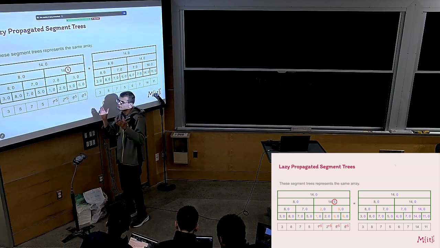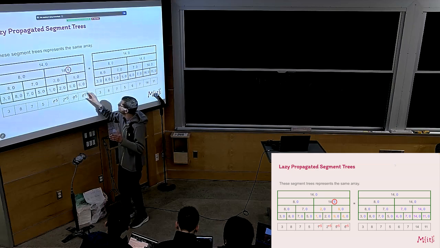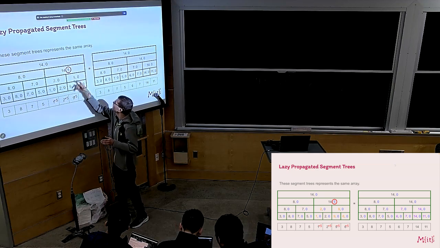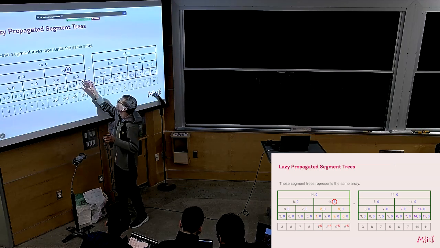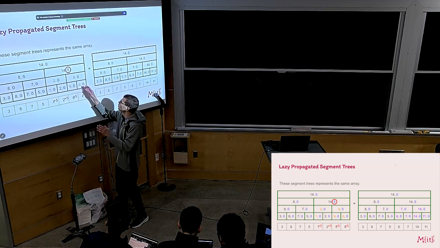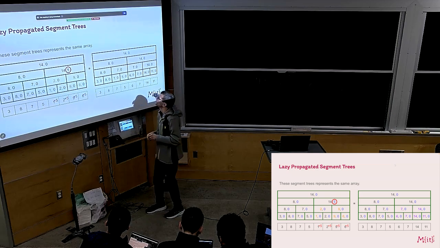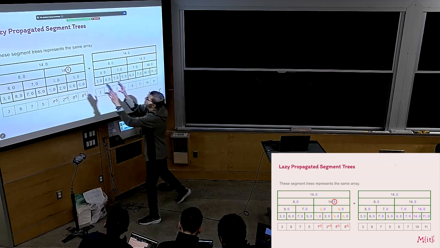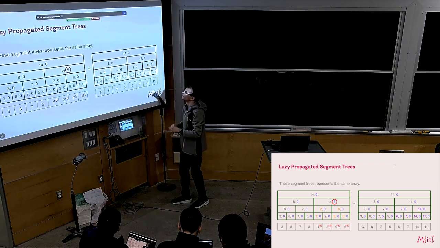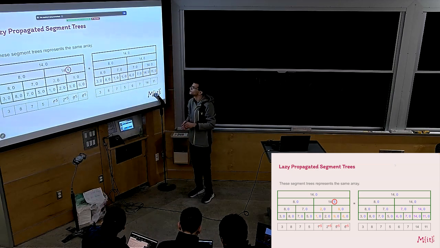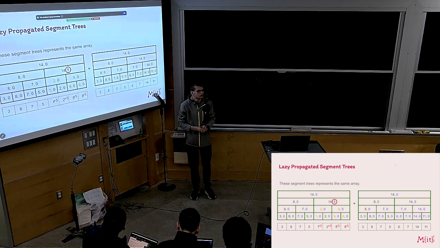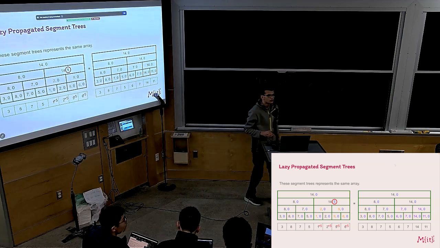More specifically, it represents the fact that this entire range has been updated by 5, so we have to do something to correct these values. However, those corrections have not yet been made. So these two segment trees here represent the same array, just stored a bit differently. Okay, does that make sense?